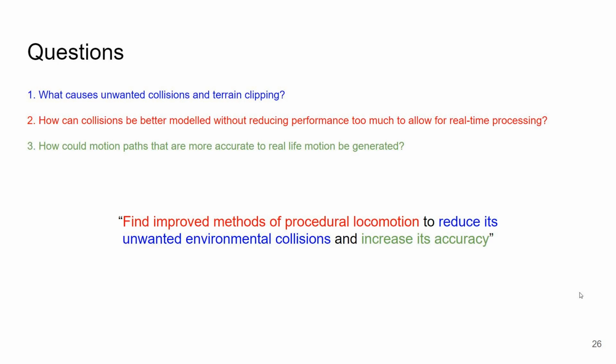2. How can collisions be better modeled without reducing performance too much to allow for real-time processing? At what point are there diminishing returns? 3. How could motion paths that are more accurate to real-life motion be generated?